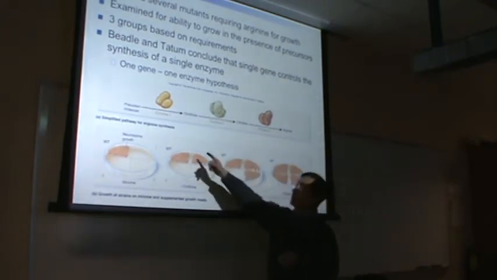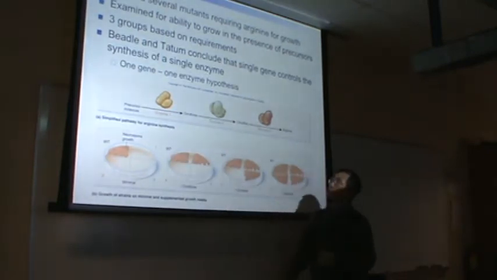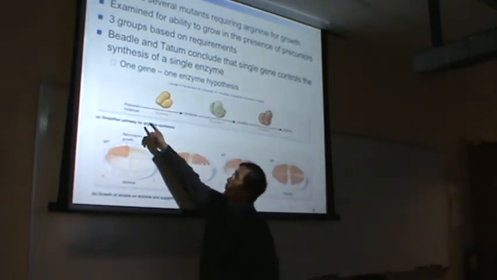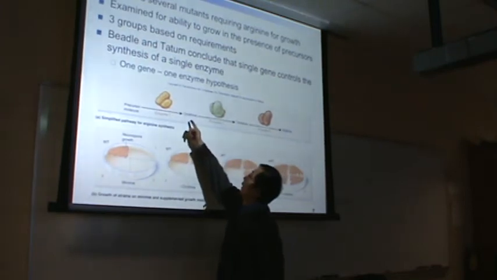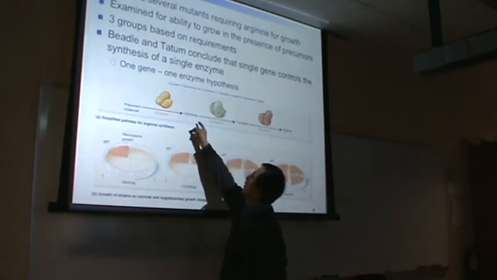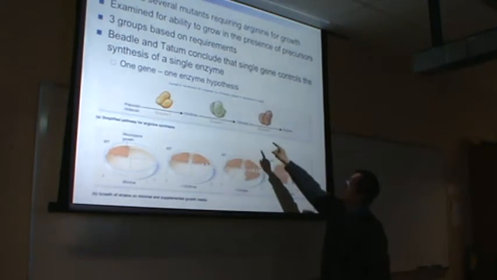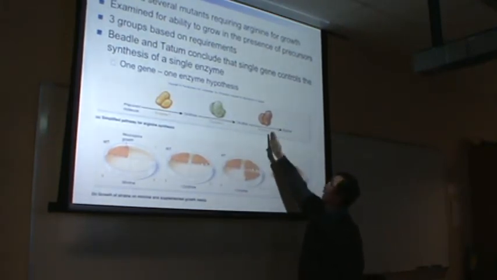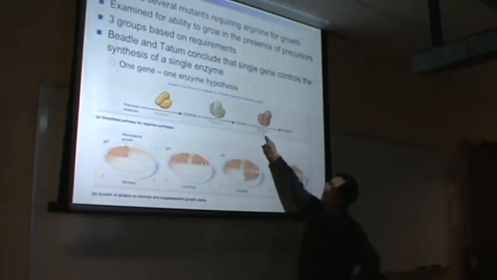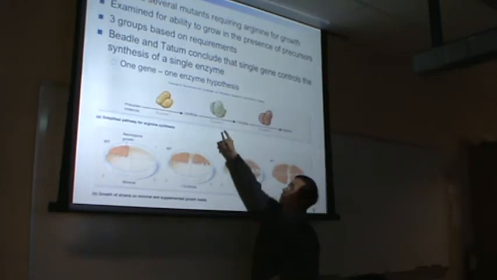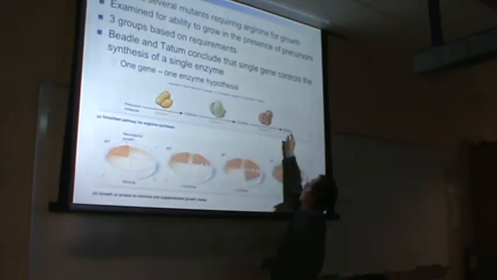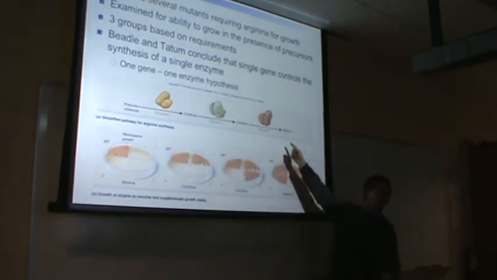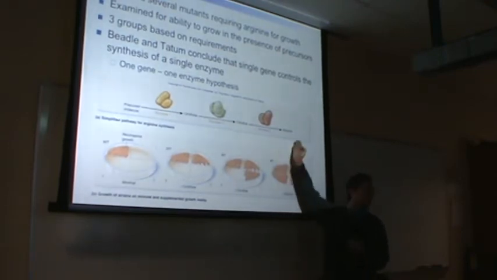If I have a mutation in one, all I see is the precursor. I don't remember all the chemicals, but this is the final product, arginine. If I only have a mutation in number three here, that means I can see the previous product, but what I cannot see is the arginine. That means this mutation occurs right before arginine. See the point?